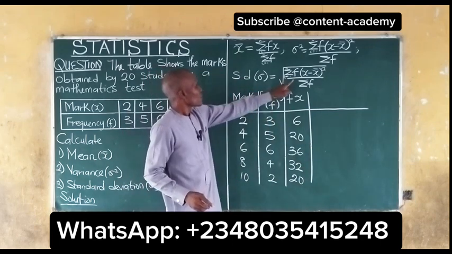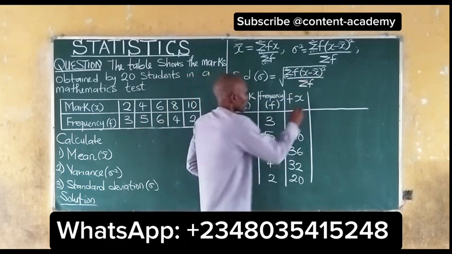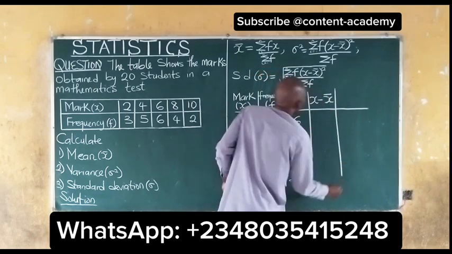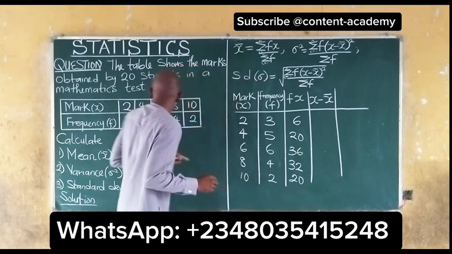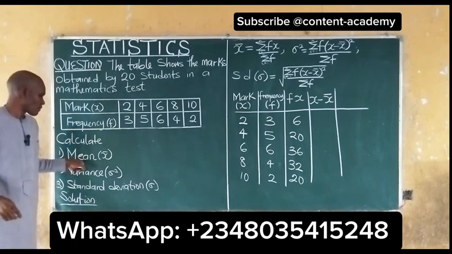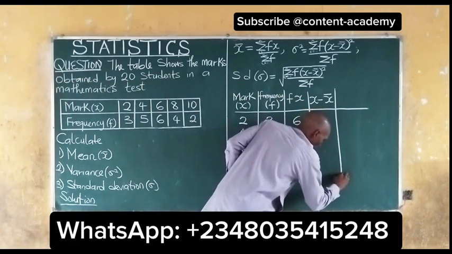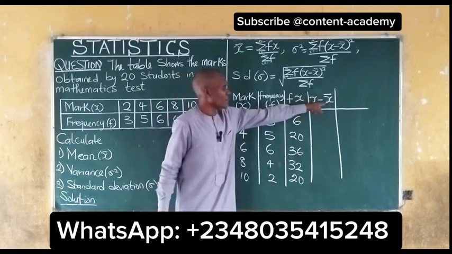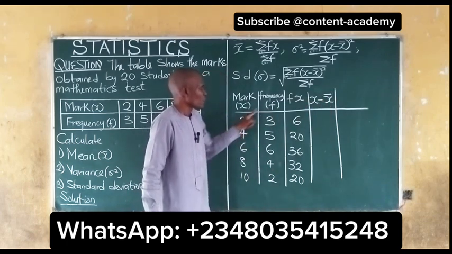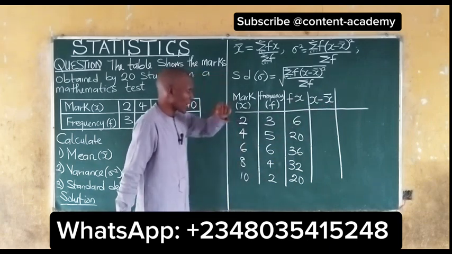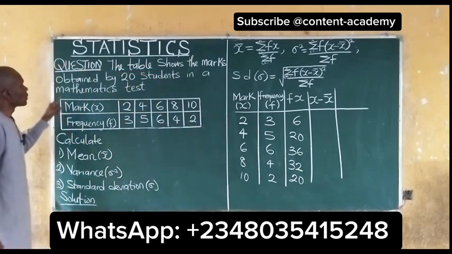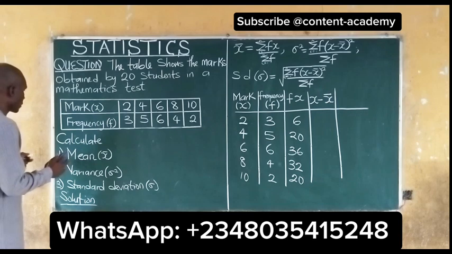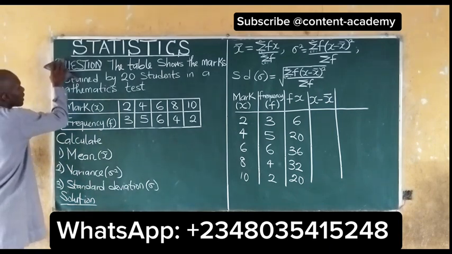We have to produce another table. We have to produce x minus x bar. But before we produce this table, we have to calculate our mean first, because we use the individual values of x to subtract the mean value. So what is our mean? We move over to this side to do that. We'll calculate our mean here, so we can delete what we have here.